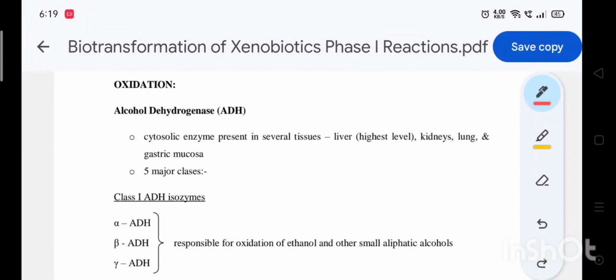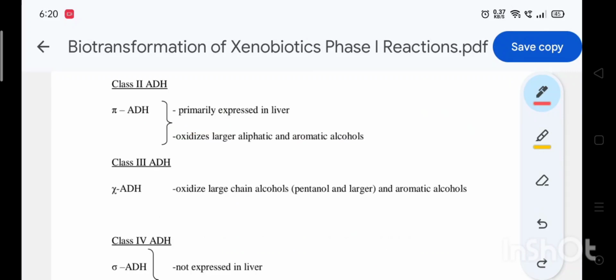In this video, we are going to see the oxidation process of phase 1 reaction in biotransformation of xenobiotics in detail. So first is alcohol dehydrogenase. Alcohol dehydrogenase is a cytosolic enzyme present in several tissues such as liver, kidneys, lungs and gastric mucosa. There are 5 types of alcohol dehydrogenase. First is class 1 alcohol dehydrogenase, which is responsible for oxidation of ethanol and other small aliphatic alcohols.